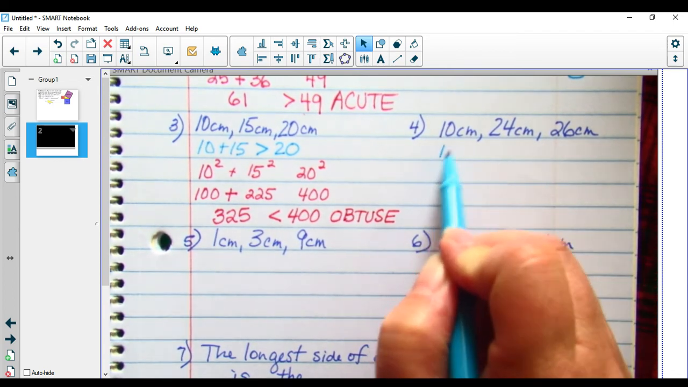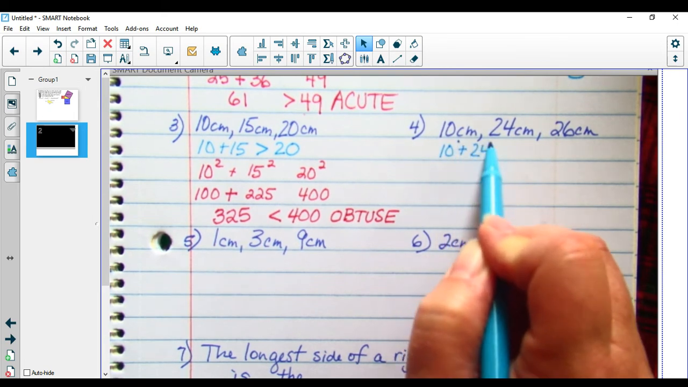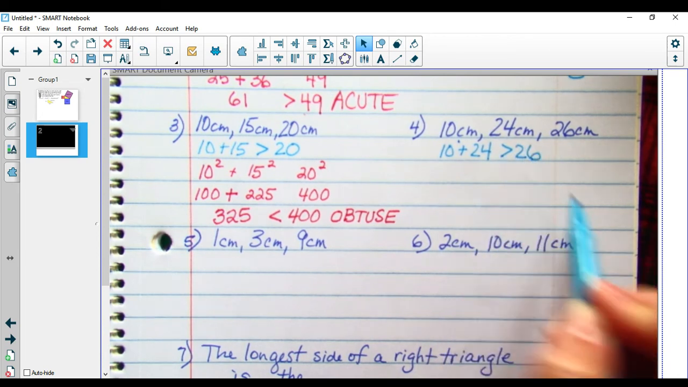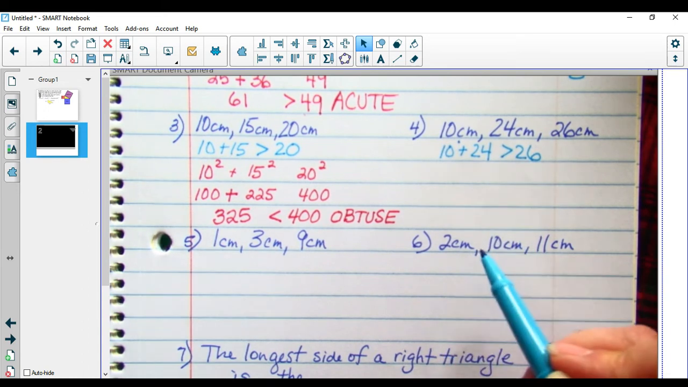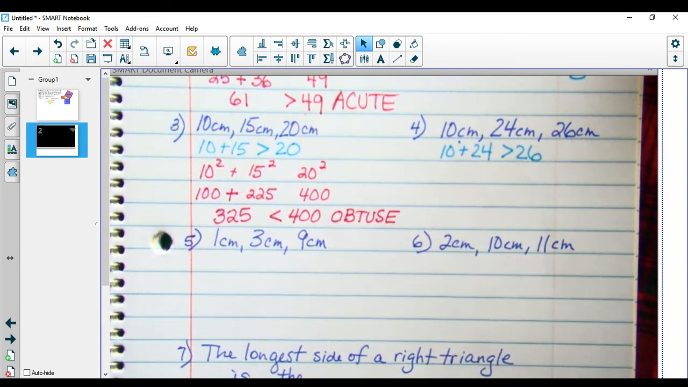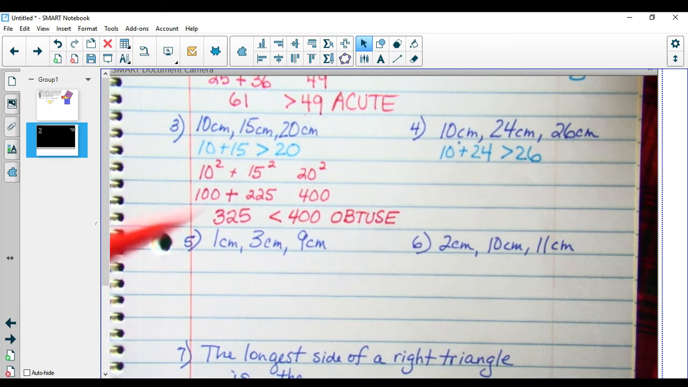Next one, 10 plus 24 greater than 26. That is true. 34 is greater than 26. So now we go to squaring each piece. And this is where you'll either want a table of squares or you'll want to have a calculator.